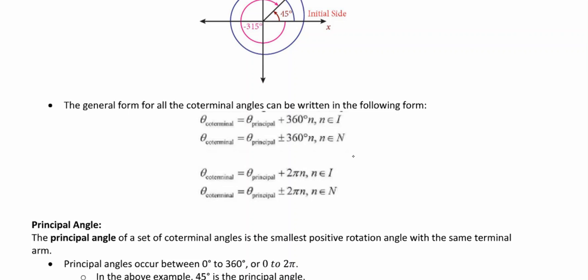Now below, this is exactly the same thing, but if we're measuring things in radians, then instead of 360 degrees, we're going to be adding or subtracting 2 pi radians. And we'll talk again in a minute about what we mean by radians.